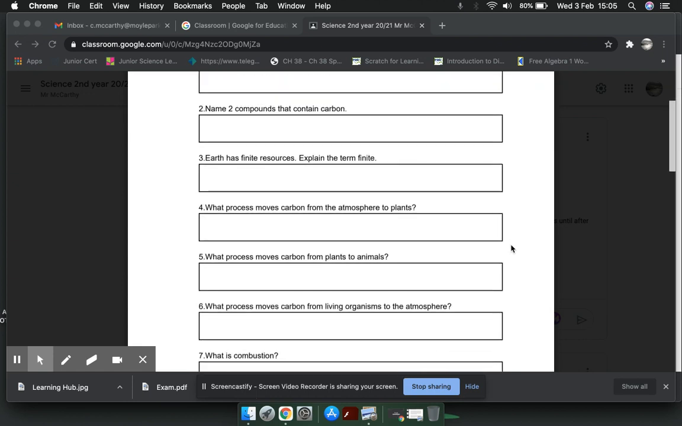2 compounds that contain carbon. This is question 2. So you could mention any compound as long as it is a compound. That means it's made of 2 or more different elements. So you could talk about, for example, carbon dioxide. You could talk about glucose. You could talk about any other carbon-based molecule. Protein. You could talk about fats. You could talk about starch. All of those different molecules are compounds that contain carbon.